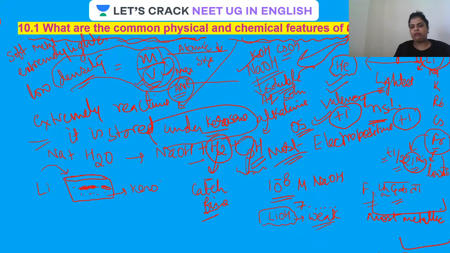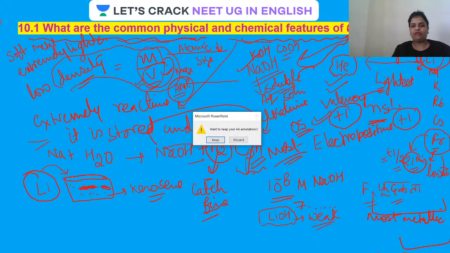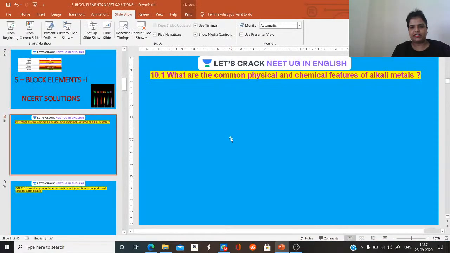Can you tell me why it is happening? Yes, I told you in the beginning: Li for lithium and Li for lightest. Therefore, it will float on its surface. Remember, it will float on its surface, guys. I hope it is clear.